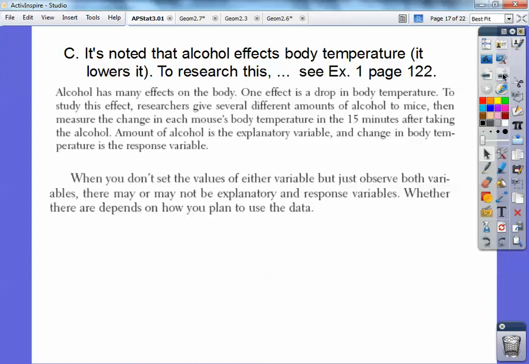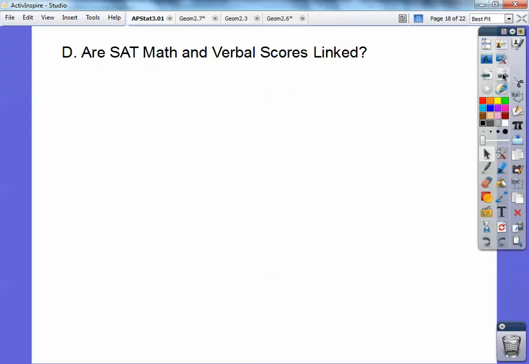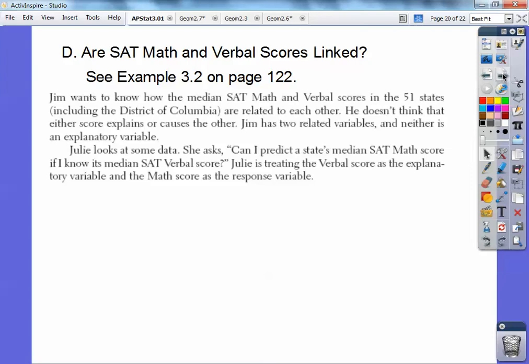Okay, see the difference? So when you don't set the values of either variable, but just observe both variables, there may or may not be explanatory and response variables. Whether there are depends on how you plan to use the data. So here's an example of that. So are SAT math and verbal scores linked? Okay, so here I'll show you where it can be an explanatory and response, and then where it isn't. So this is example 3.2 on page 122.